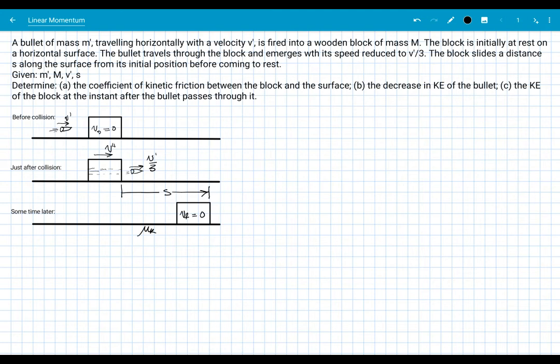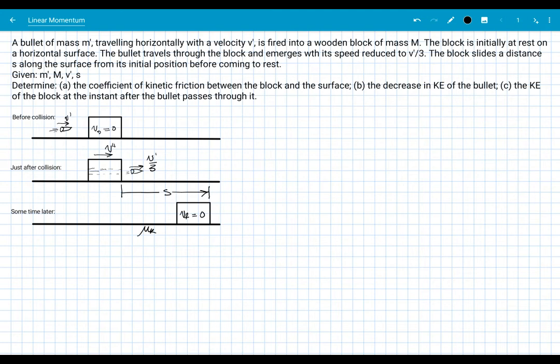The issue is that we don't know this v double prime. That's not given in this problem. To find v double prime, you might say, can we just use energy analysis? We can't, because we don't know anything about how this bullet goes through the block. You could say it's the kinetic friction between the bullet and the block that starts the block into motion. We've seen problems before where kinetic friction does positive work, so this is another one of those cases.